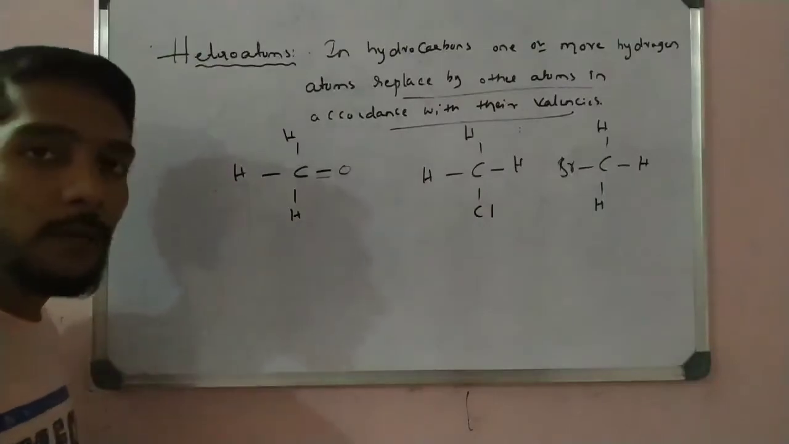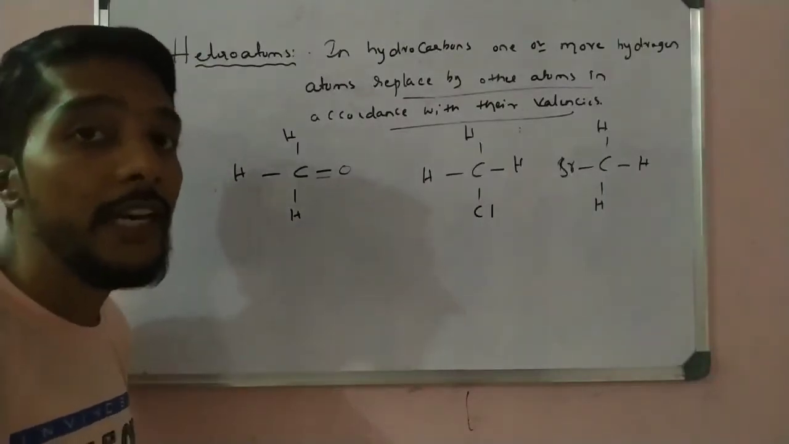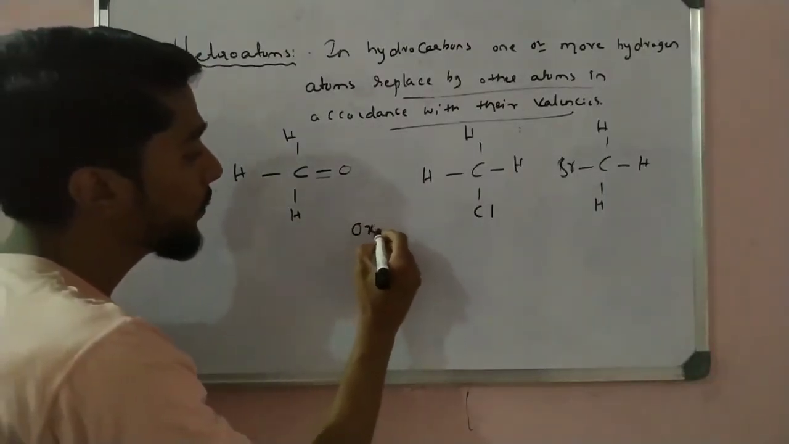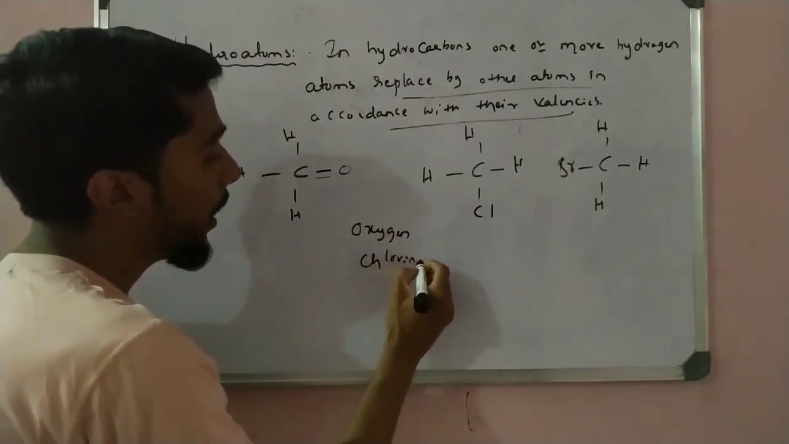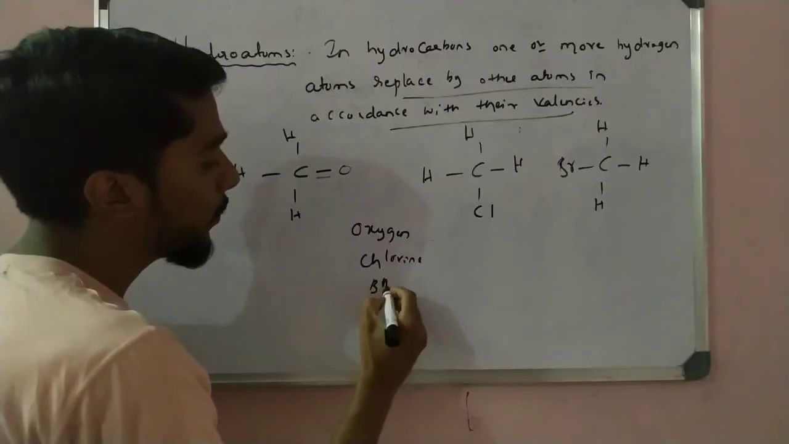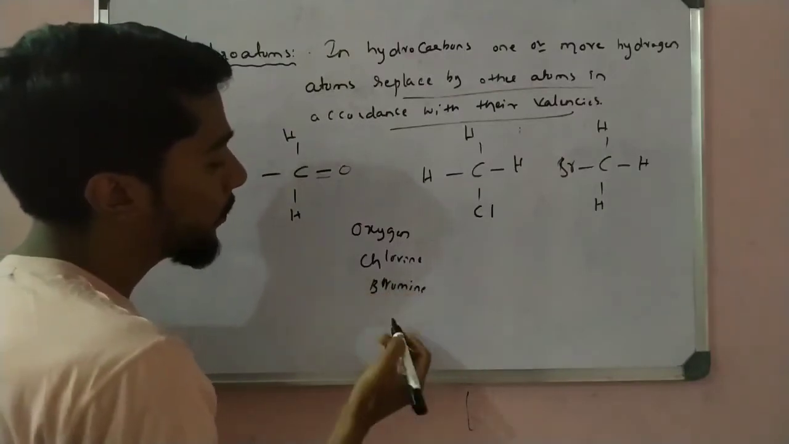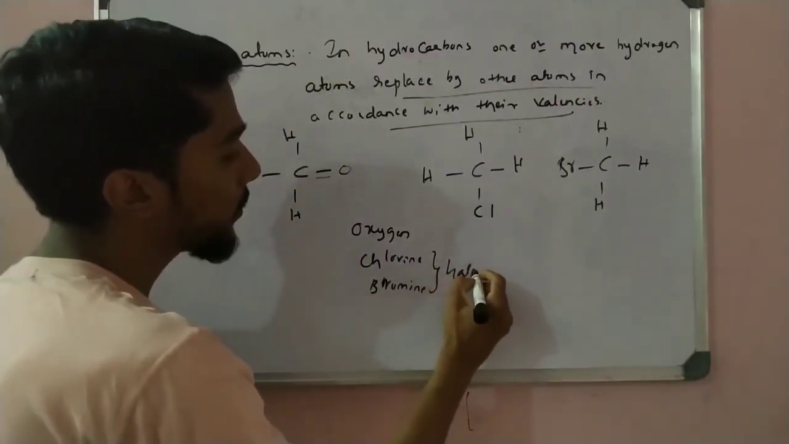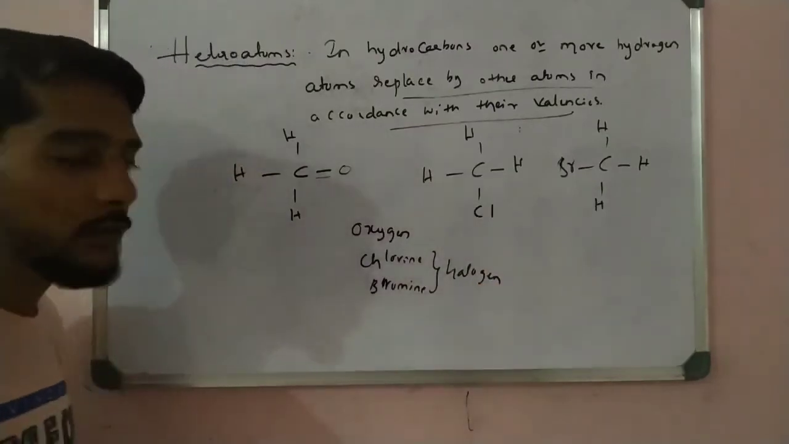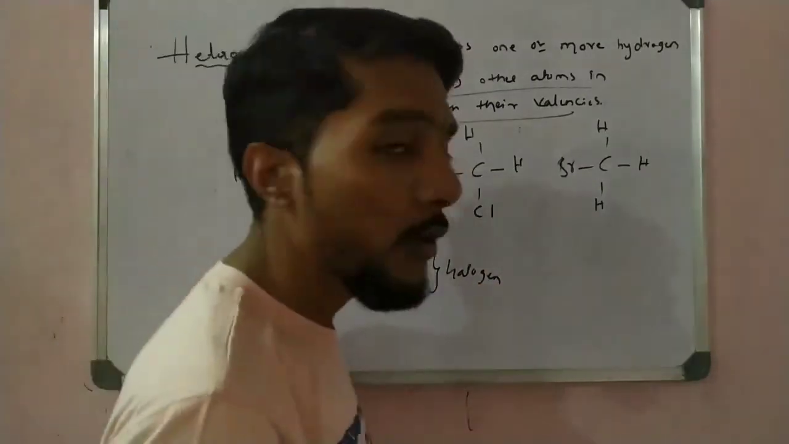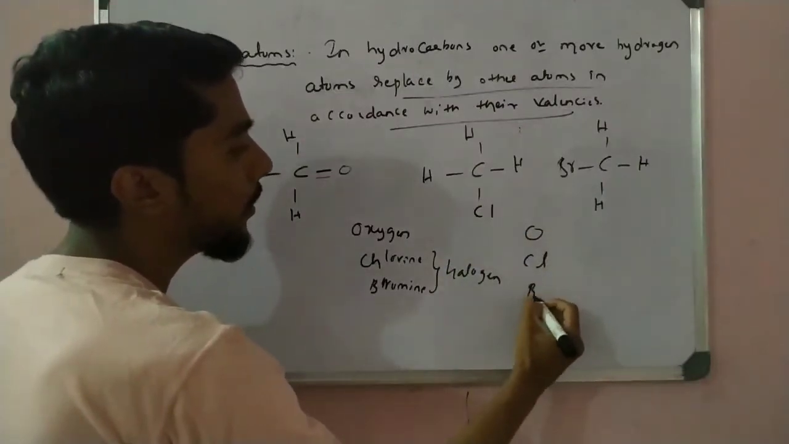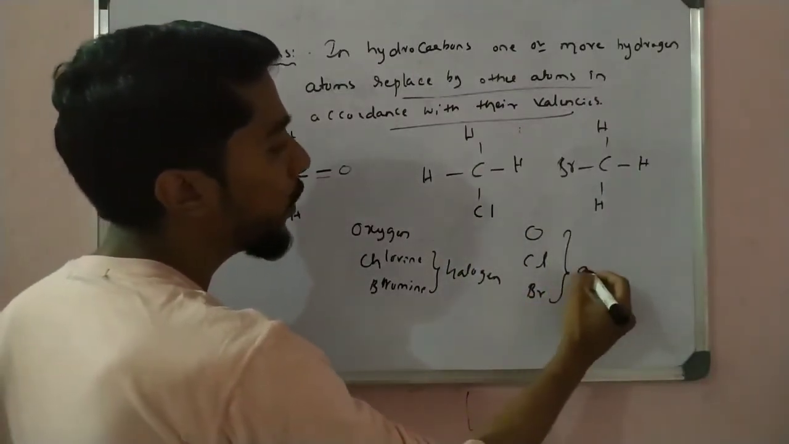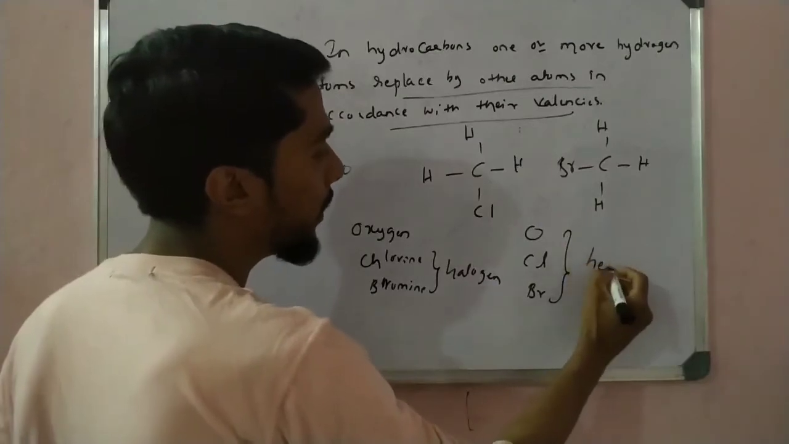Okay, so in the heteroatoms, we use three. In the syllabus, there are three heteroatoms. One is oxygen, one is chlorine, and one is bromine. Bromine and chlorine are called halogens. Oxygen is O, and chlorine is Cl, and bromine is Br. So these three heteroatoms we use here in the syllabus.